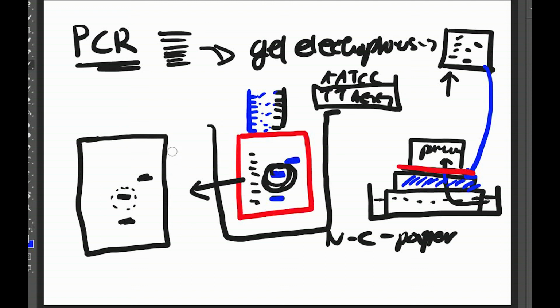So that is the process of Southern blot, and that will be the end of this video.